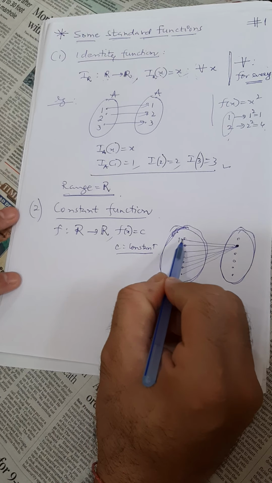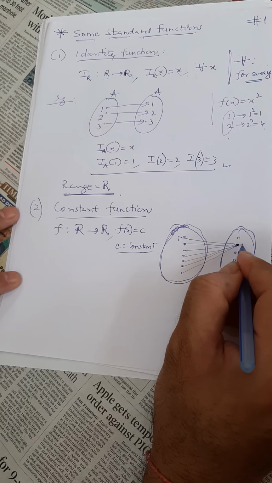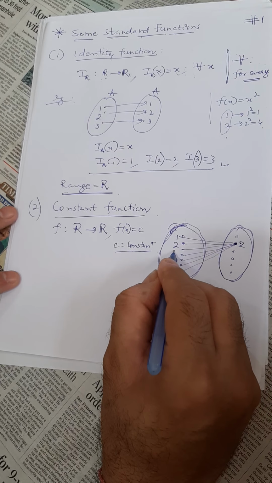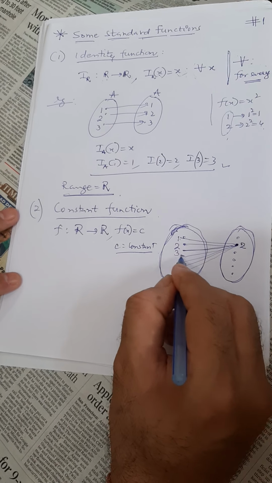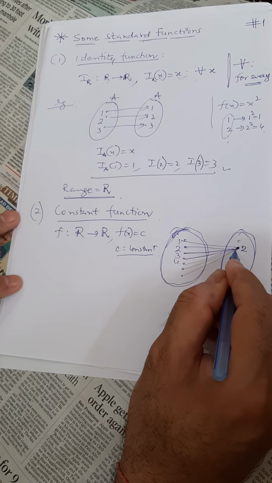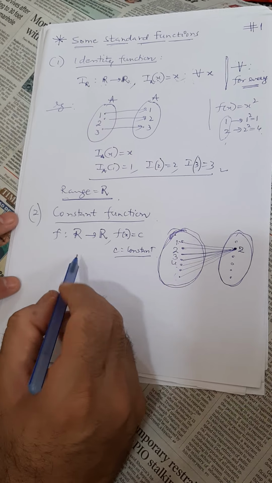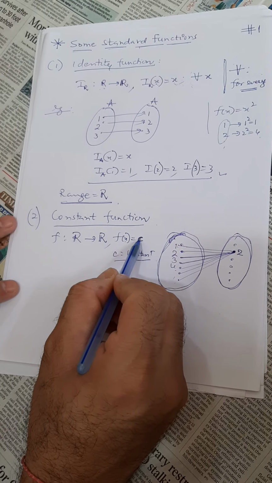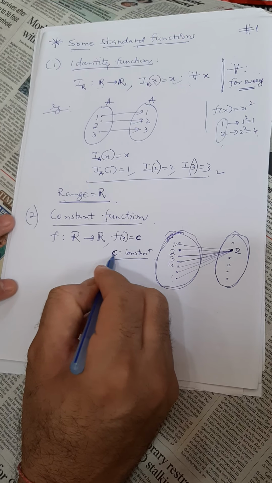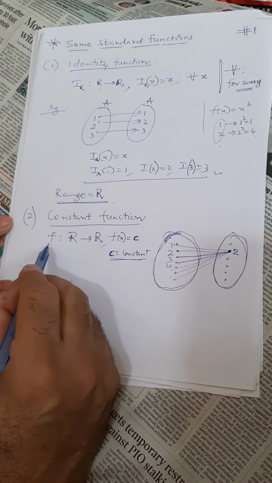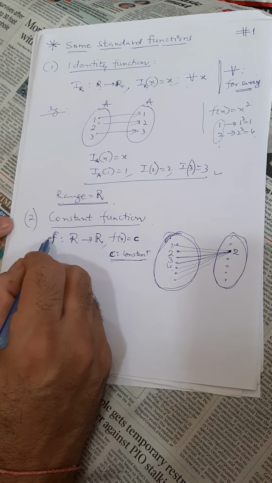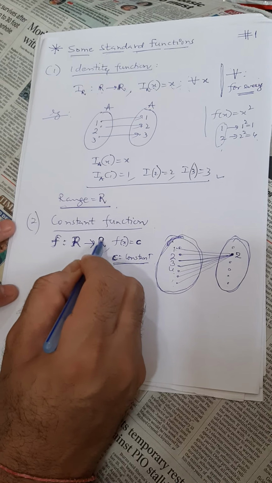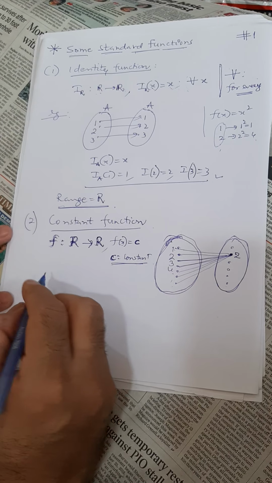So suppose I take 2. The image of 1 is 2. If I take 2, the image of 2 is 2. If I take 3, the image of 3 is 2. If I take 4, the image of 4 is 2 again, and so on. So every member of the domain is associated with one fixed number. Let me call that c. So that's a constant here. Such a function is called a constant function, f from real numbers to real numbers.